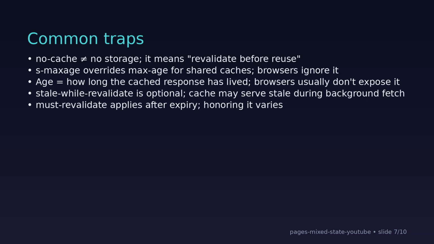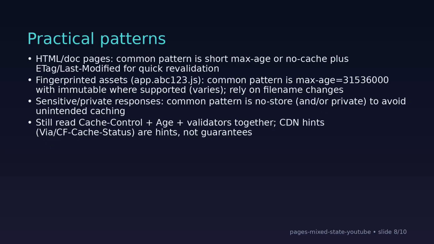Practical patterns I ship. HTML or doc pages often get a short max-age or no-cache plus validators like ETag or Last-Modified so revalidation is quick. Fingerprinted static assets like app.abc123.js get a very long max-age equals 31536000 with immutable where supported, relying on the file name change to update. Sensitive responses often use no-store and sometimes private to avoid unintended caching.